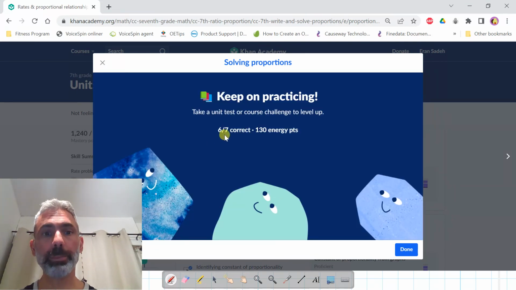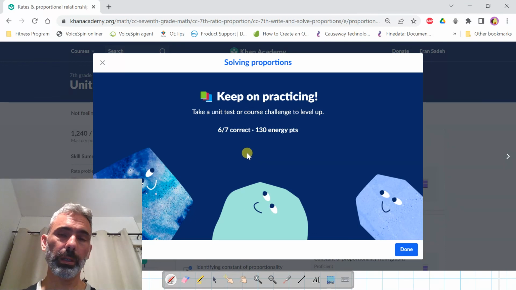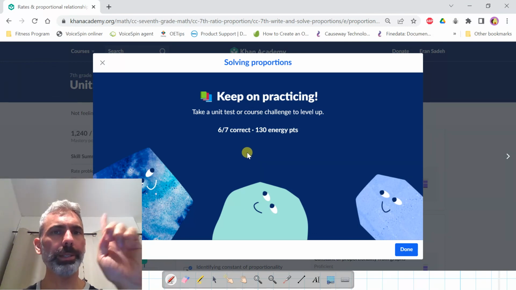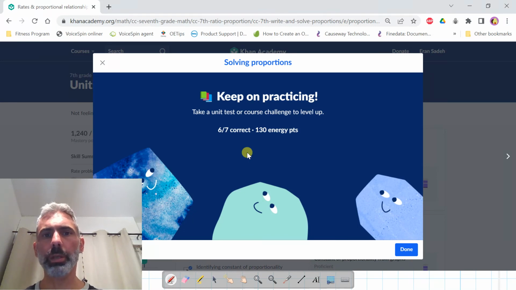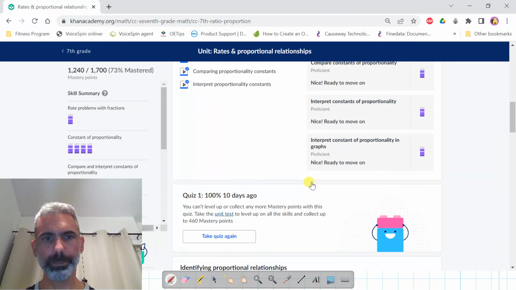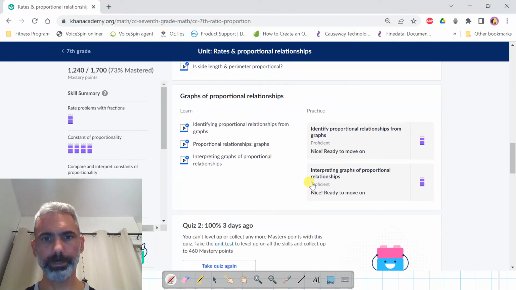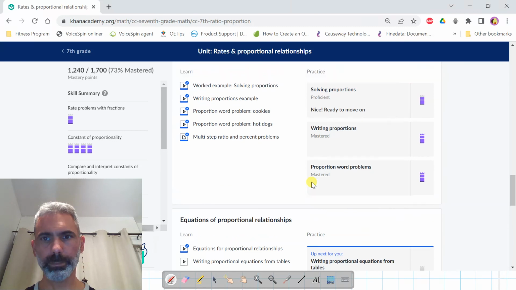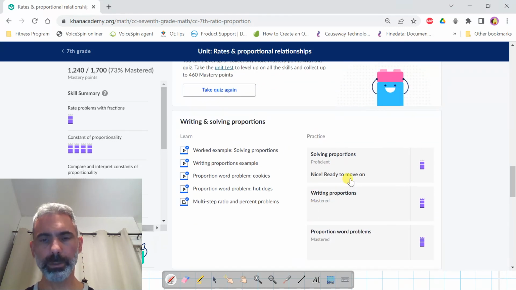So I had one typo, because it wasn't a mistake. I solved it correctly, but I did make a typo. So, okay, I should take this practice again tomorrow. This was solving proportions. So I will do this practice again tomorrow, and then I move on to this one. I'll see you in the next video.